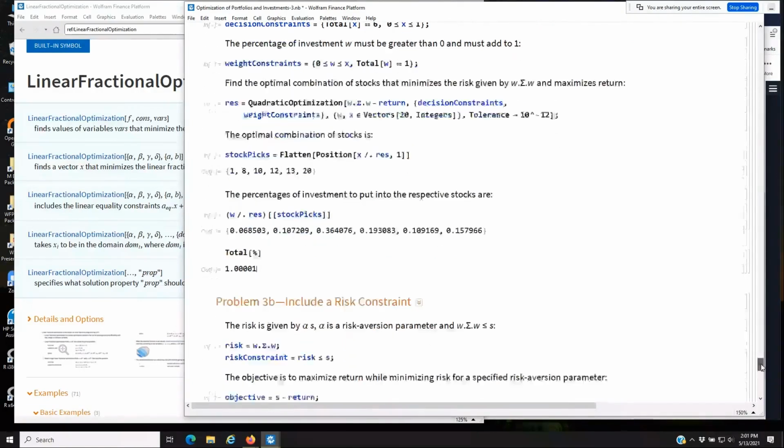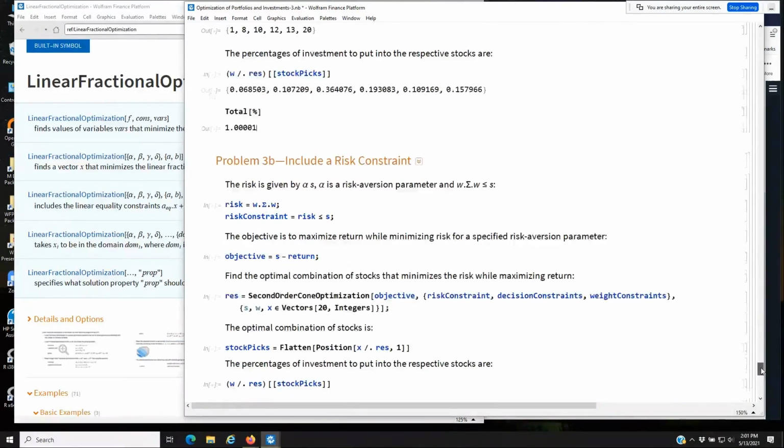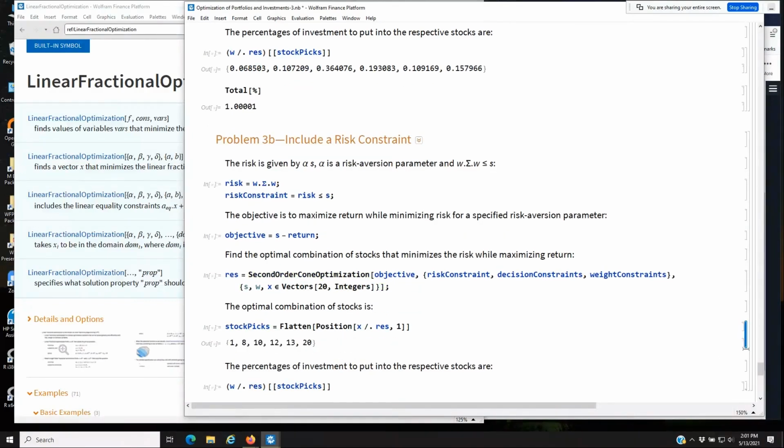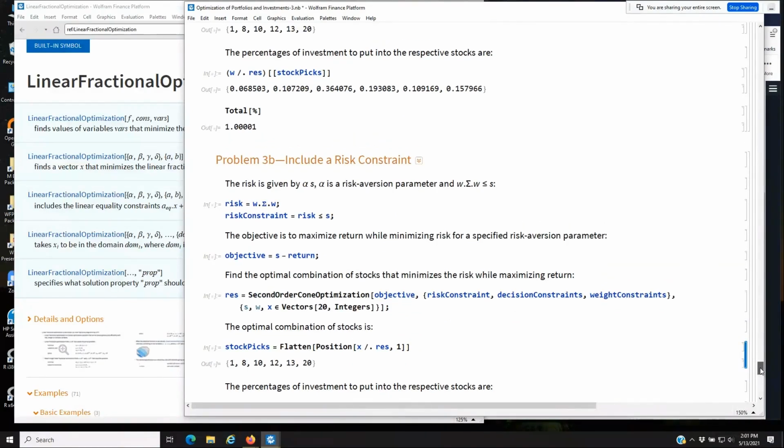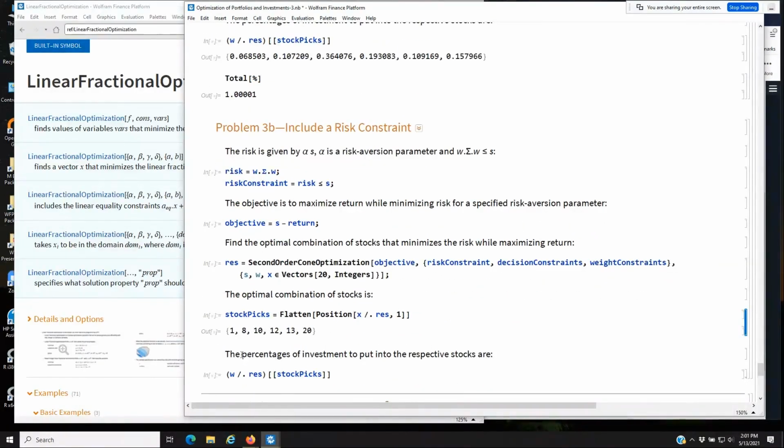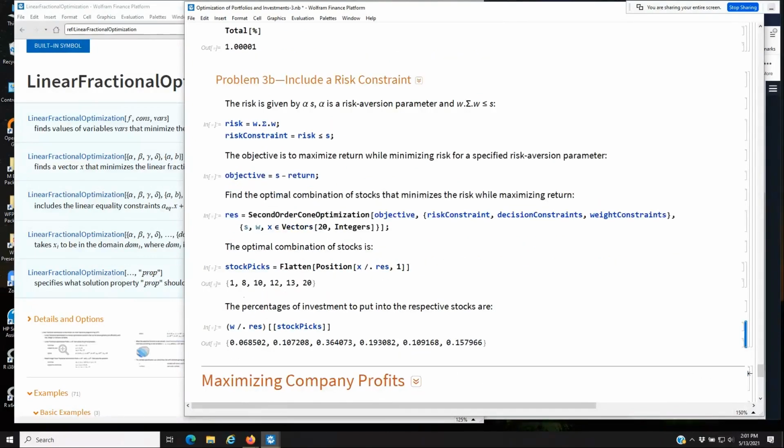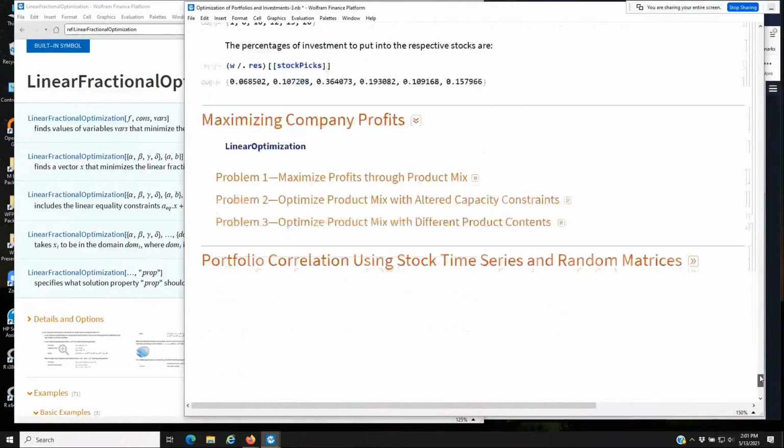If we include the risk constraint S, the objective now is not risk minus return, but the upper bound. And we've put this in with the others. We've now got 3 vectors we have to solve for: the weight, the decision variable, and the upper bound variable. All of them are vectors. And again, I can get the position of the ones that I'm going to invest in, which I think is pretty much the same as before. Yeah, it is, and I get the same profit. So for this upper bound, you'd have to make it more restrictive in order to get a different result.